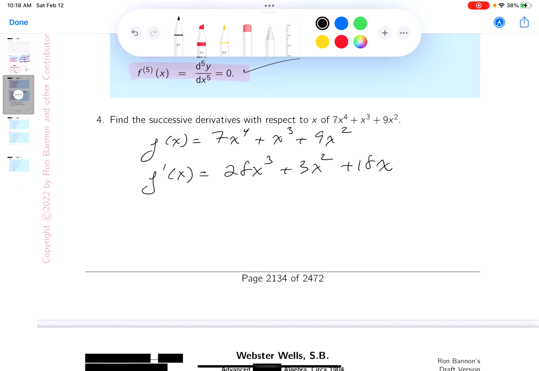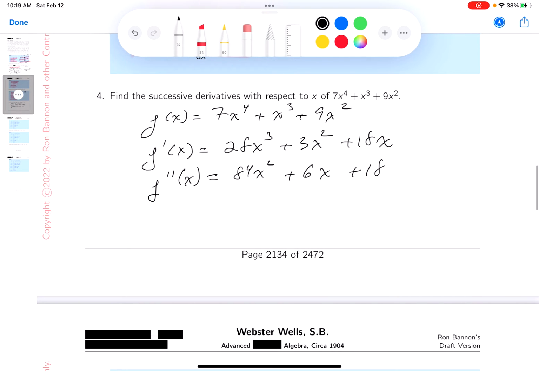And again, I'm not saying I couldn't make a mistake, but if I make a mistake here, everything that follows is going to be an error. Well, maybe not everything. I'll eventually get to a 0, which will be correct for a polynomial. What do you get there? Let's see, 60 and 24, 84x squared plus 6x plus 18. And I'm going to keep going.